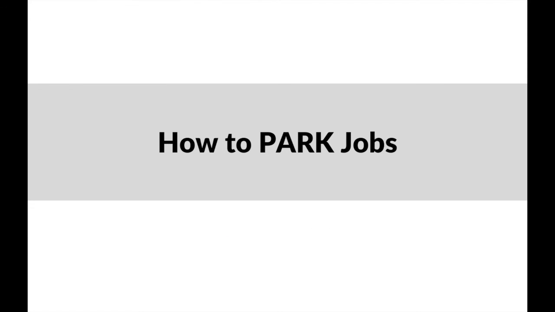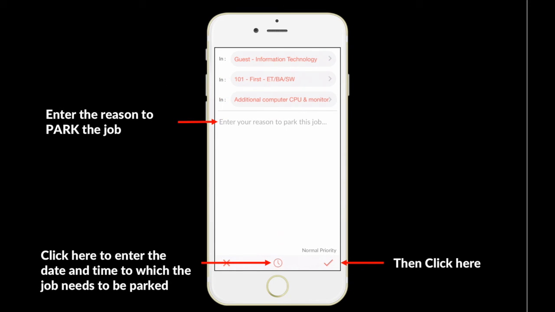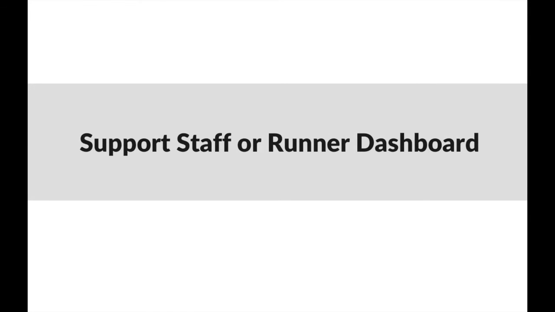You can also park any request from the supervisor dashboard. Click on any request and enter the request chat window. Click on the P button to enter the park request window. Enter the reason to park the request, followed by the time and date till which the request needs to be parked. Now let's go through the support staff or runner dashboard.